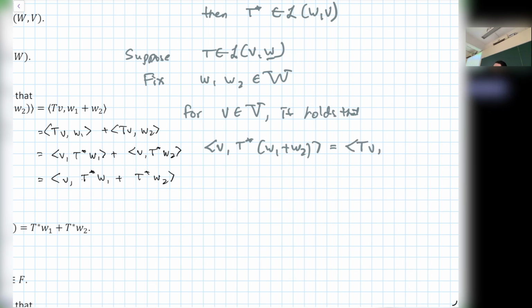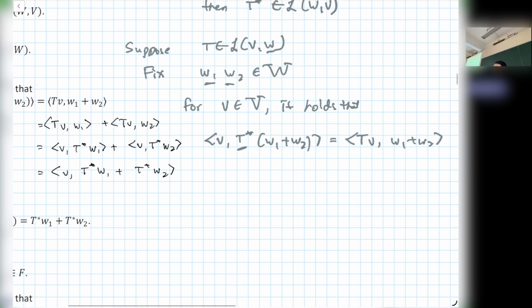Yeah, so it's T(W1 + W2). Is that okay? And what do we want to show? We have to remember what we want to show: that T star is linear. That is why we started with two vectors in W, because T star acts on W. So we want to show that it acts on W1 plus W2 just the same way as it would act on W1 plus the way it would act on W2. That's what linearity is. So let's expand this.